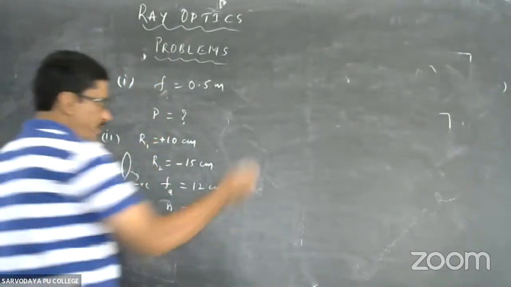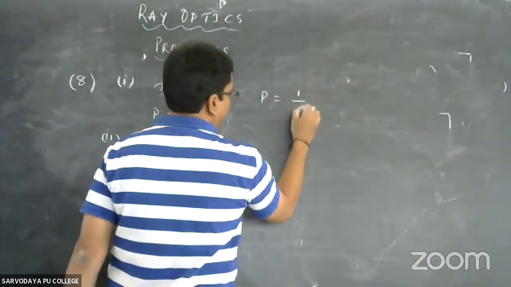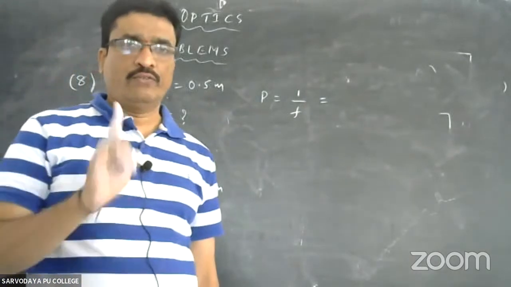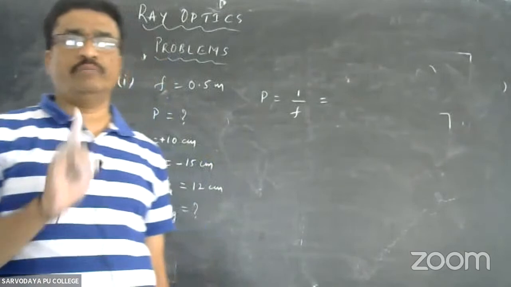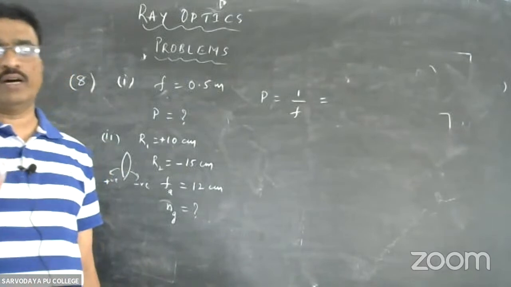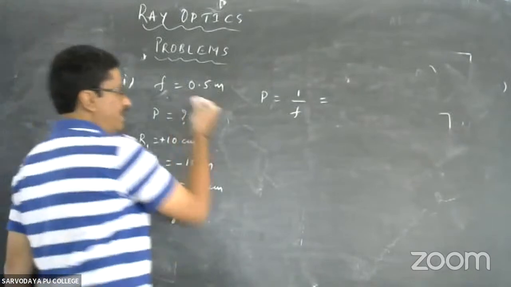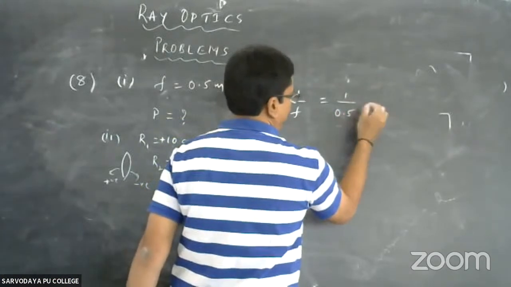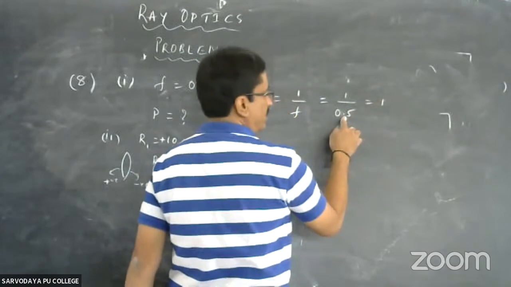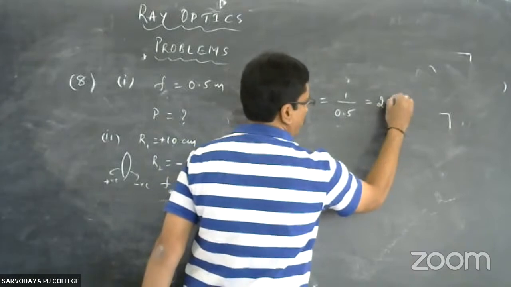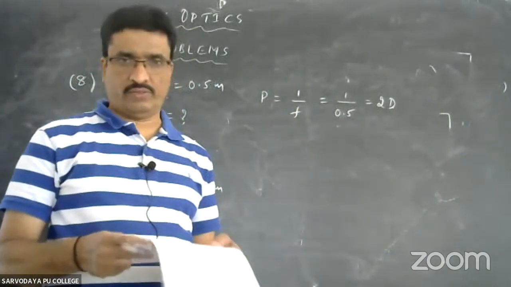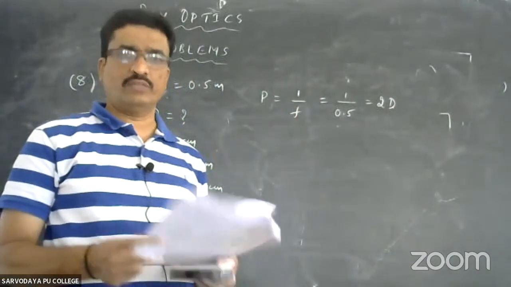The power of the lens is equal to the reciprocal of the focal length. But here you have to be very careful. Focal length has to be taken only in SI system. 1/0.5 comes out to be 2 diopter. 2D is the power of the lens.